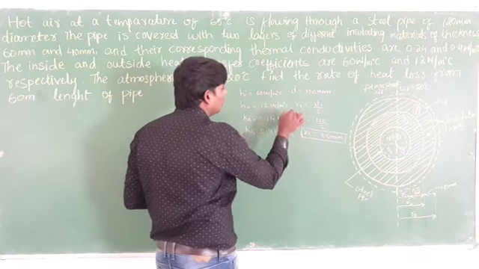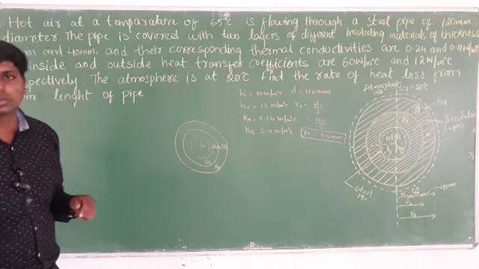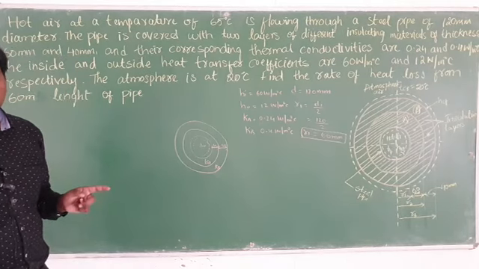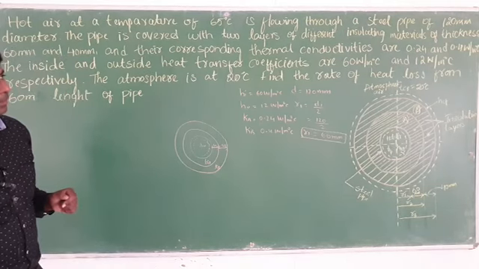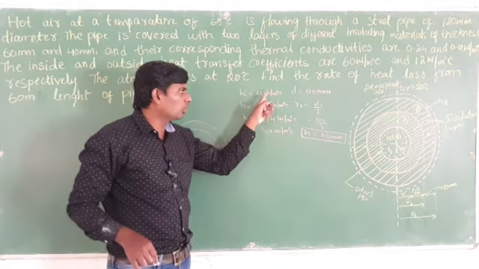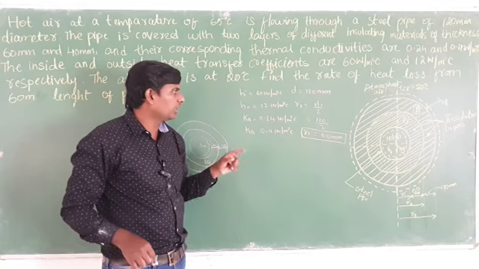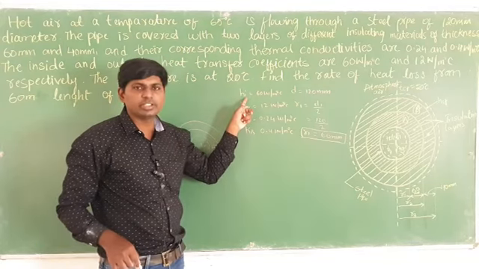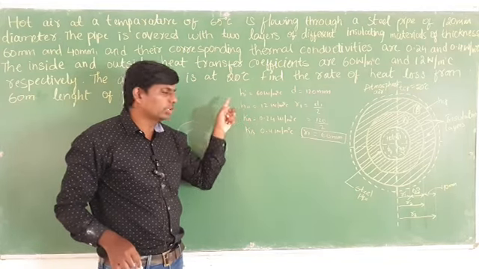The unit of this one is meter square. So here, as you can see, Hi is equal to 60 watt per meter square degree centigrade and Ho is equal to... this is inside, this one is outside. First time this is given.